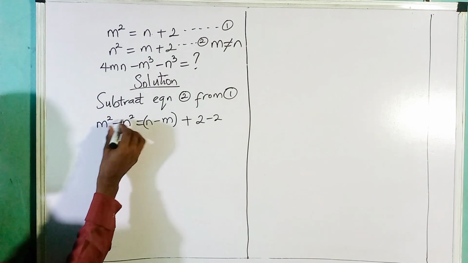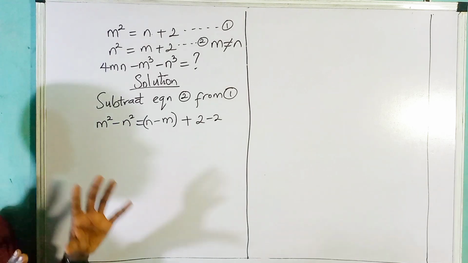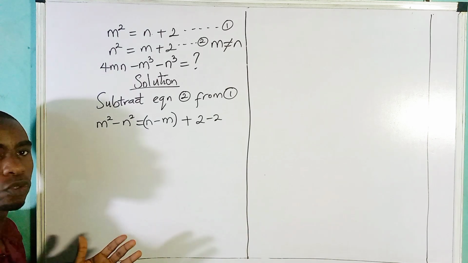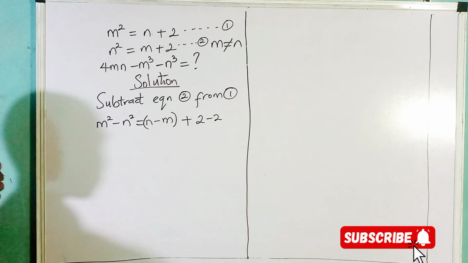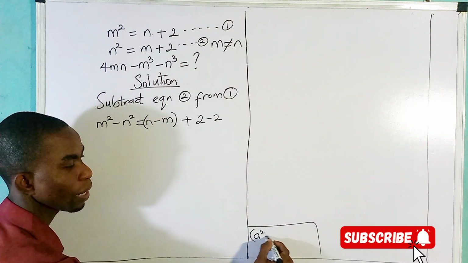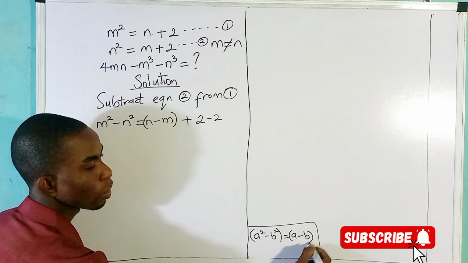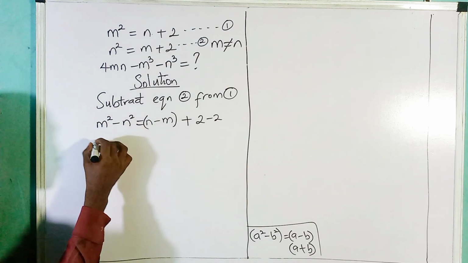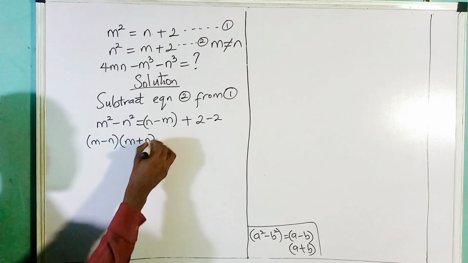But here we have m squared minus n squared. Both of them have squares, right? And then there's a minus in the middle. That's what we call the difference of two squares. For instance, a squared minus b squared is the same thing as a minus b multiplying a plus b. So m squared minus n squared is m minus n multiplying m plus n.